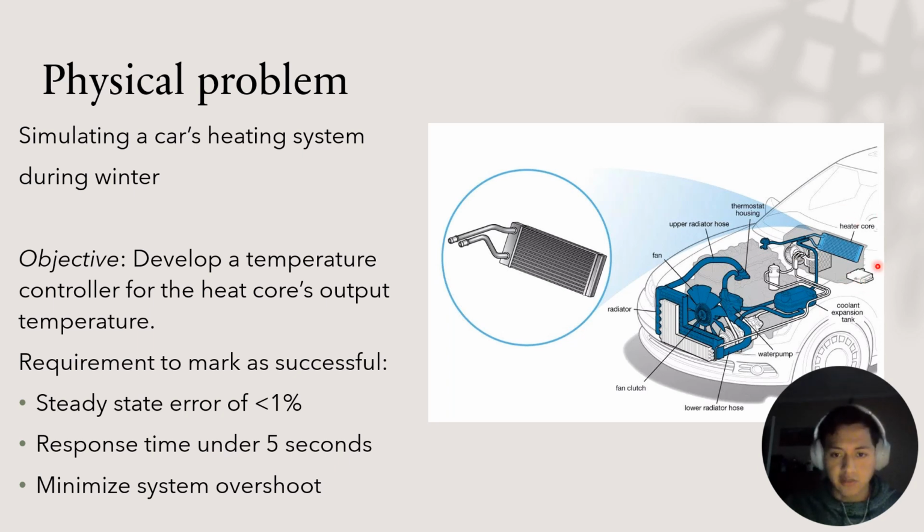Now, the way this usually works is that a coolant gets heated up by the engine, which is then taken up to the heater core, which then heats up the air around the heater core, and that air gets pushed into the cabin via a fan.